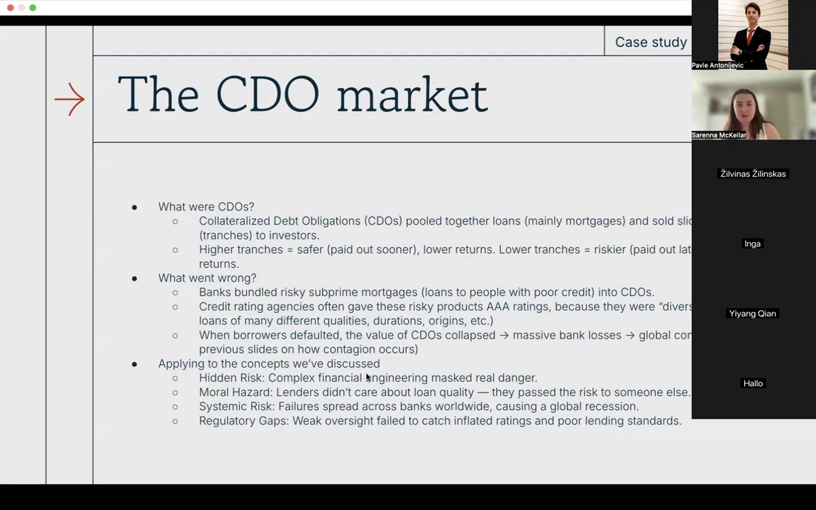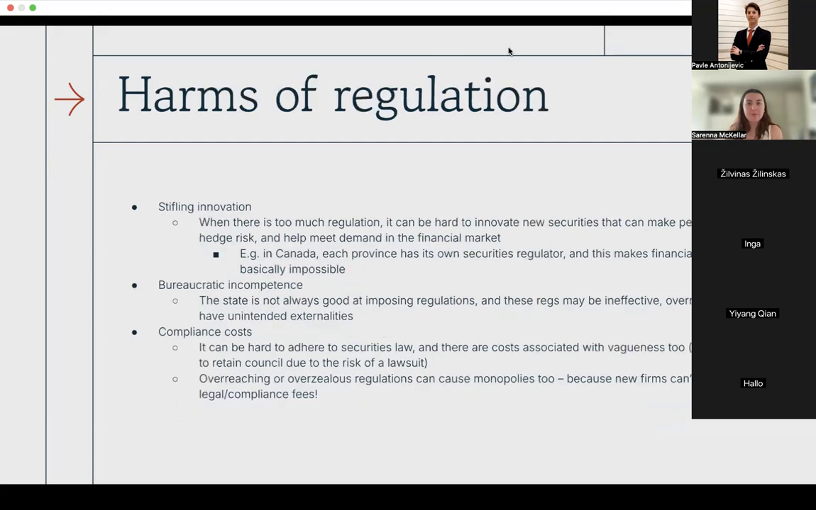There's also systemic risk. We talked about the contagion, and then also regulatory gaps. So the United States had long periods of very massive amounts of deregulation and weak oversight that failed to catch inflated ratings and led to just poor lending standards in general.